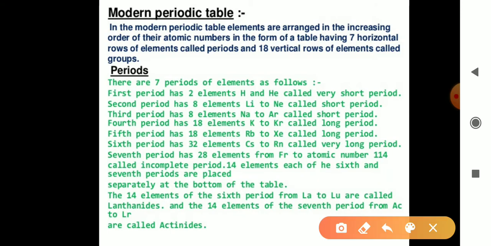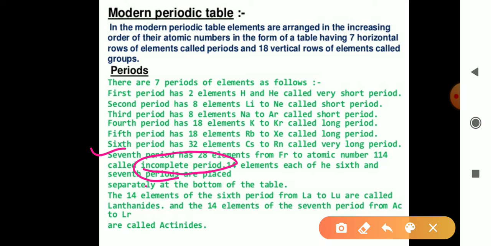Then see here about the seventh period, 28 elements are given, and this period is called the incomplete period. But this was incomplete when the 118 elements were not discovered. When there were fewer elements, then it was incomplete. But today we know a total of 118 elements are discovered, so it is also complete.